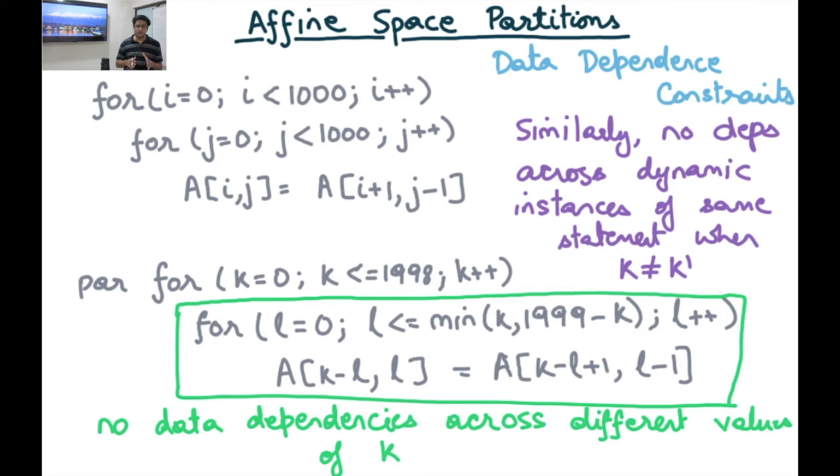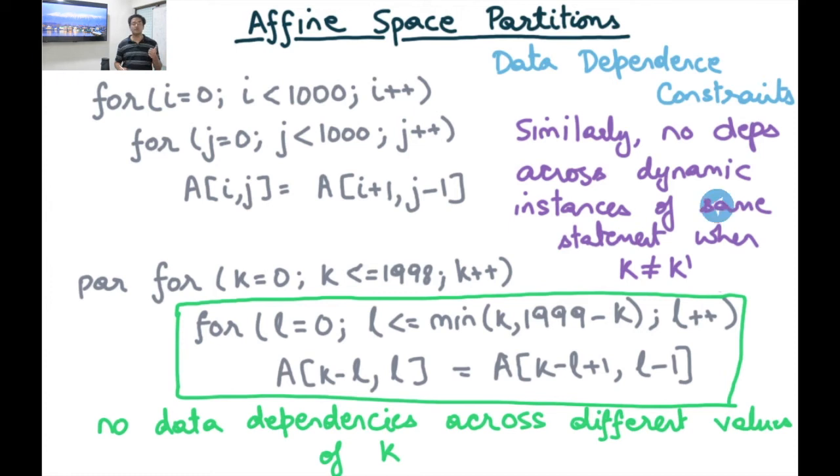In this particular example, I just showed the constraints between access 1 and access 2, where access 1 is a[k minus l, l], and access 2 is a[k minus l plus 1, l minus 1]. But I also need to similarly show no dependencies across dynamic instances of the same statement when k is not equal to k prime. So when k is not equal to k prime, this particular access cannot conflict with itself, and similarly this particular access cannot conflict with itself. So there are going to be more equations than what I showed in the slide, but all those equations are going to be of a similar form.